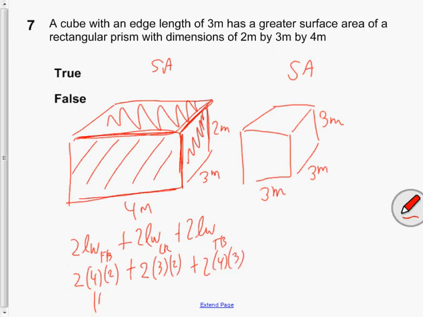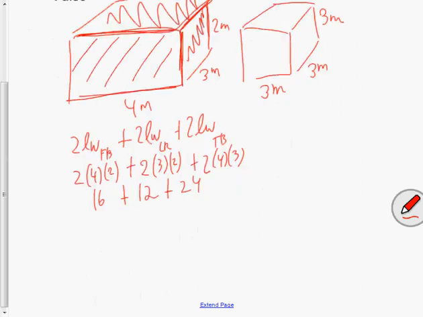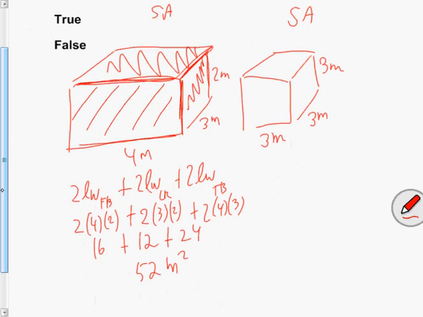Which means we have two 8s, which is 16. We have two 6s, which is 12. And we have two 12s, which is 24. The total surface area of that rectangular prism would then be 52 meters squared.